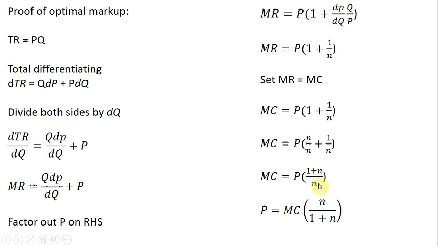And then the last and final step is we are going to multiply both sides through by the reciprocal of what's in parentheses. And if you do that, you get our optimal markup pricing rule.